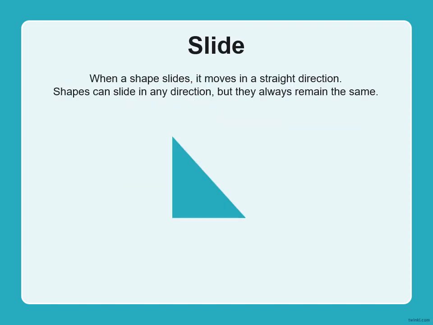Okay, let's look at slide. When a shape slides, it moves in a straight direction. Shapes can slide in any direction, but they always remain the same. So they can move from the left to the right, or they can move up and down.